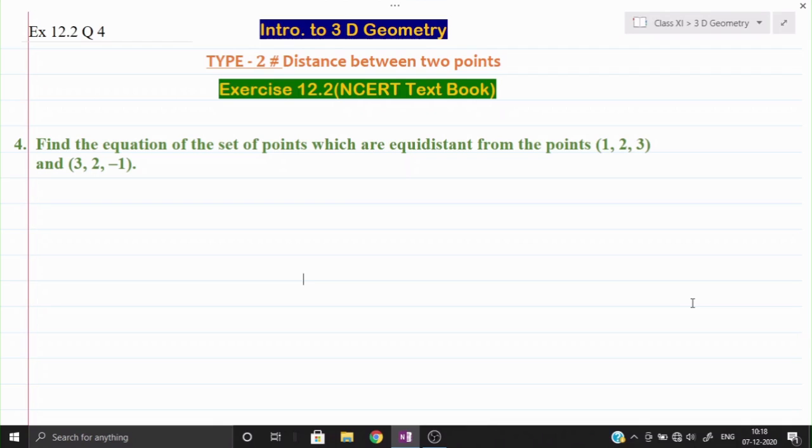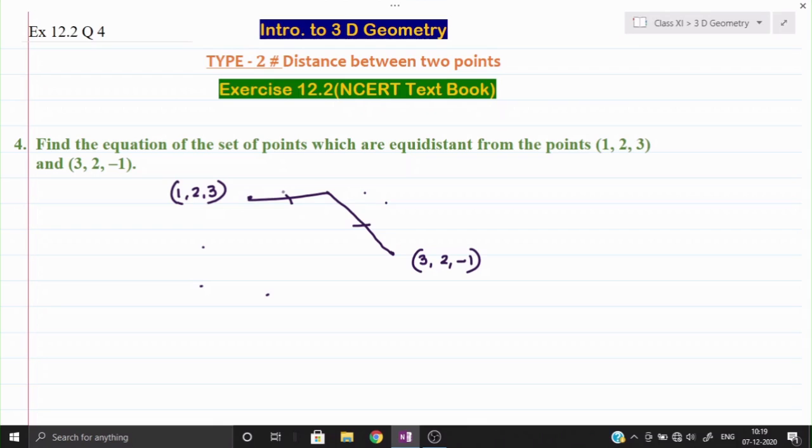In question number 4, see what is given to us. Find the equation of the set of the points which are equidistant from the points 1, 2, 3 and 3, 2, minus 1. Means, for example, suppose here one point is given whose coordinates are 1, 2 and 3, and one more point is given to us, 3, 2, minus 1. Okay, for example, now there are many points in the plane which will be equidistant. We can say some points are there whose distance, if we calculate from these 2 points, will come the same. So we have to find out the equation of all those points which are equidistant from the given points.